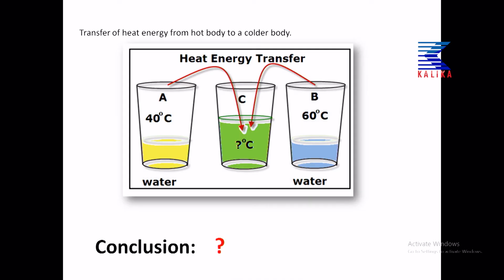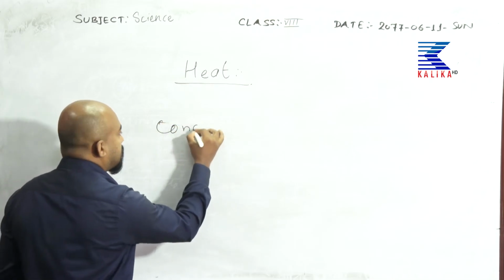Now, transfer of heat energy from a hotter body to a colder body. See the slide, and what will be the conclusion? There are two glasses of water with different temperatures, and if the water at 40 degrees Celsius and the water at 60 degrees Celsius are mixed with each other, what will be the final temperature of that water? Will it increase from 60 degrees Celsius or decrease from 60, or increase from 40 or decrease from 40? So, let us look at the board. We will go through the conclusion here.